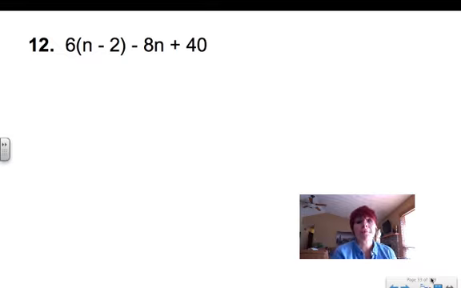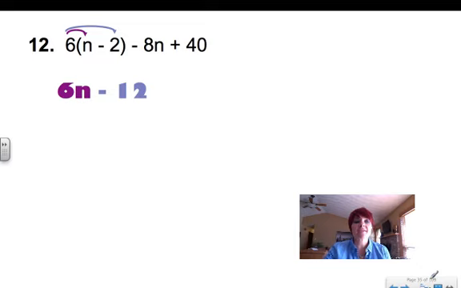Moving on to number 12. This one, you'd see there's a distributive property in there, so we'll start with that. First you take the 6 times the n and you get 6n. Then you take 6 times the negative 2, notice there's a minus sign in front of it. So it'd be 6 times negative 2 is minus 12. Next we would bring down the minus 8n plus 40.